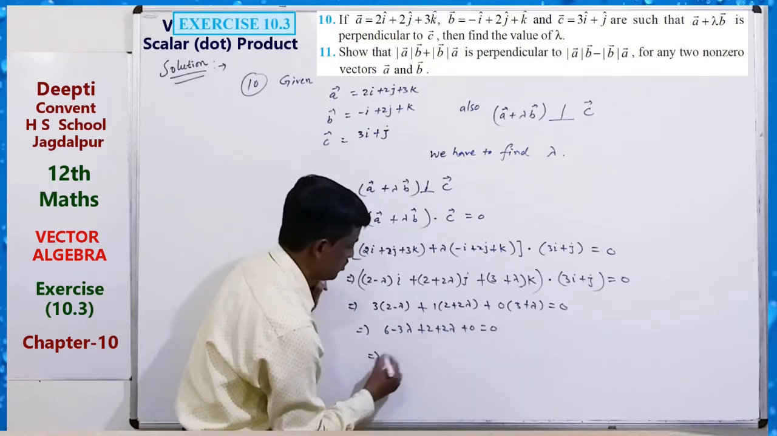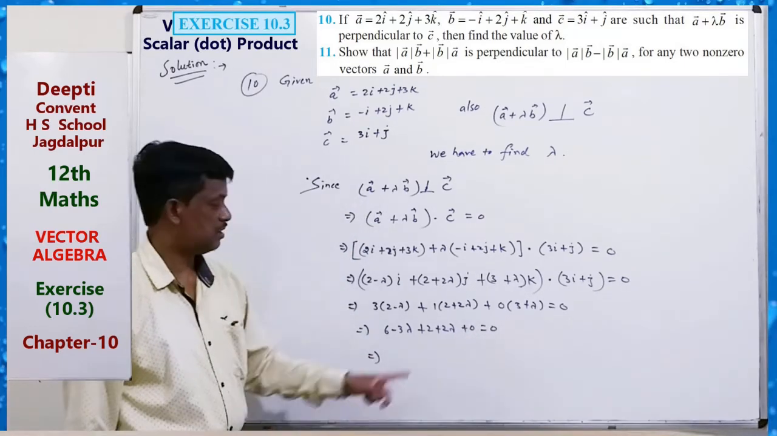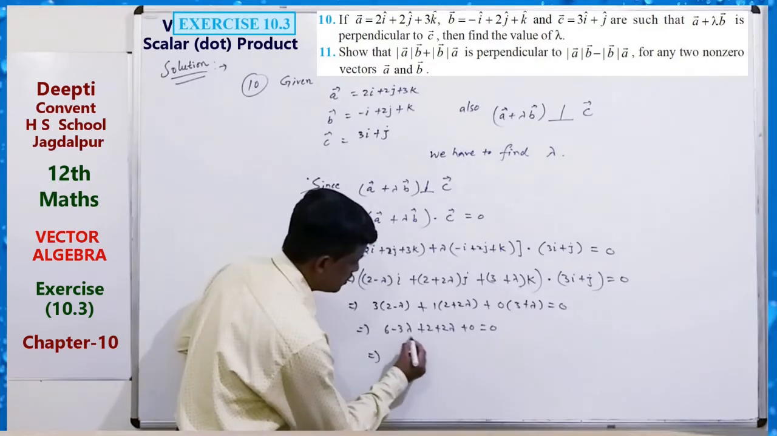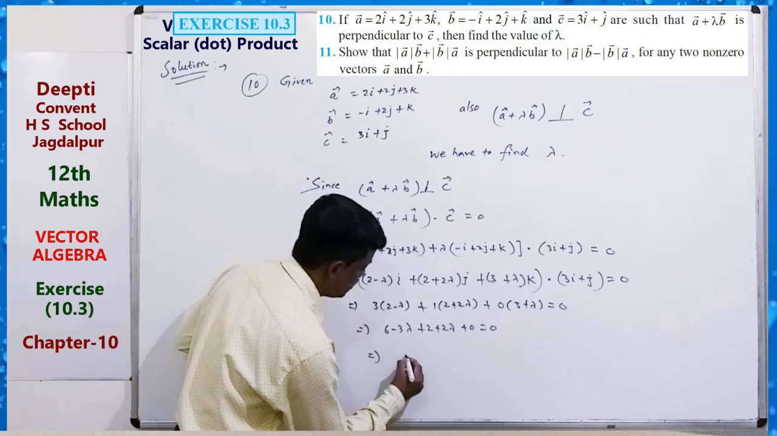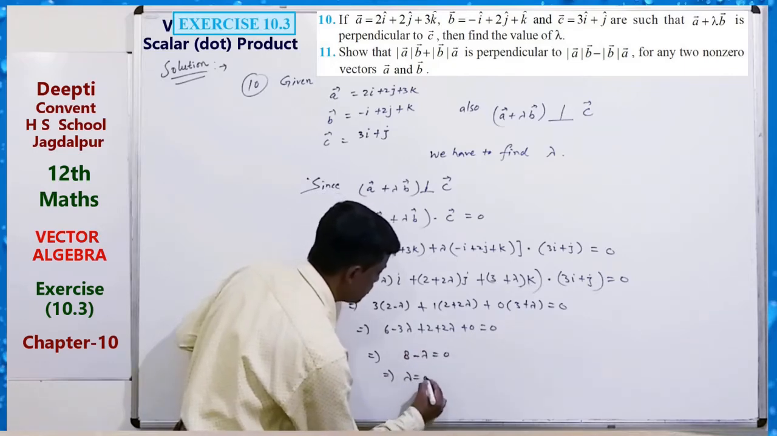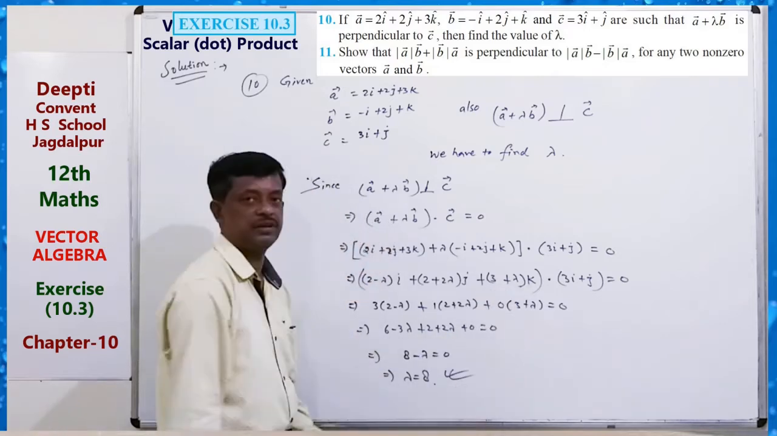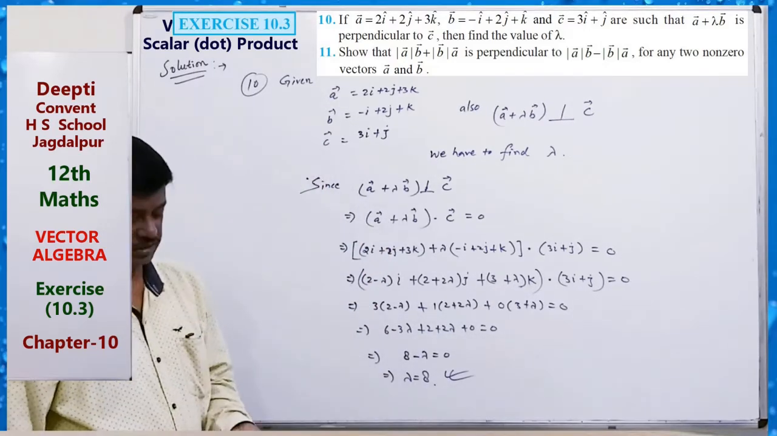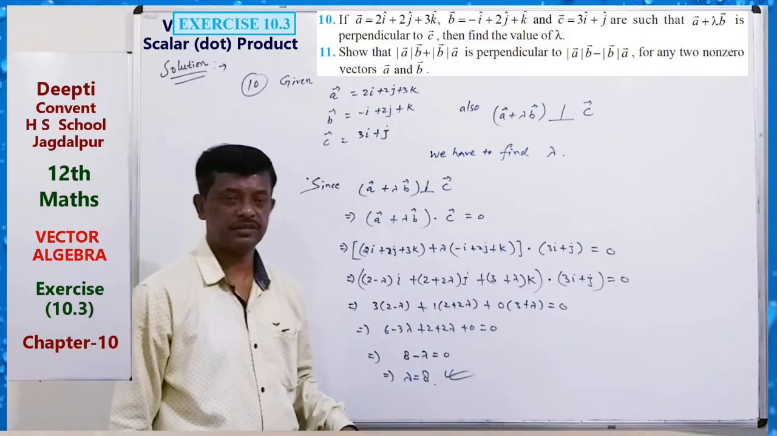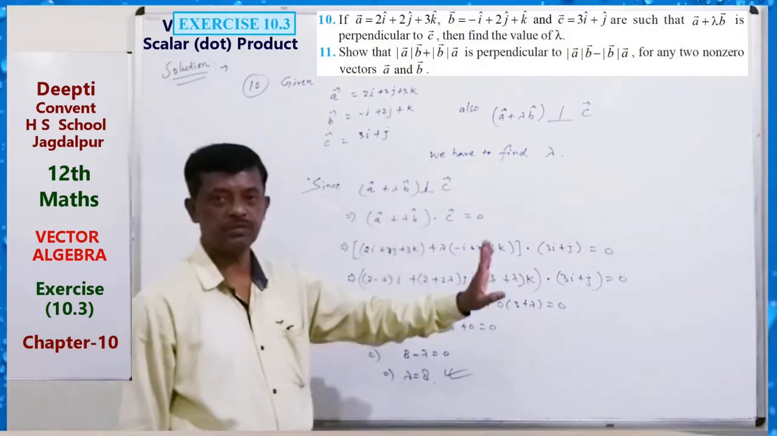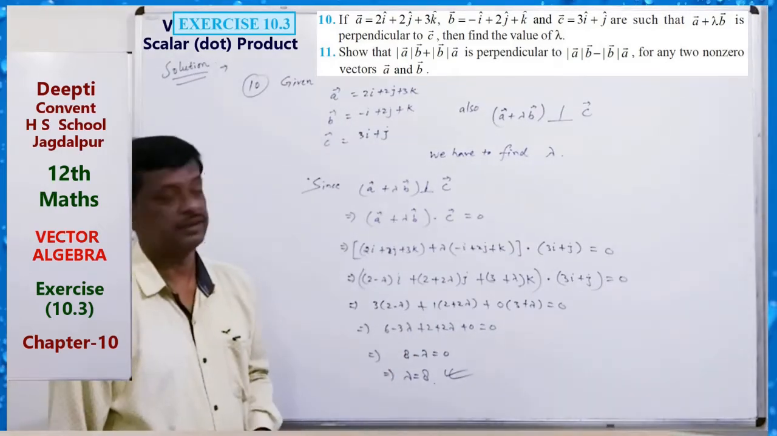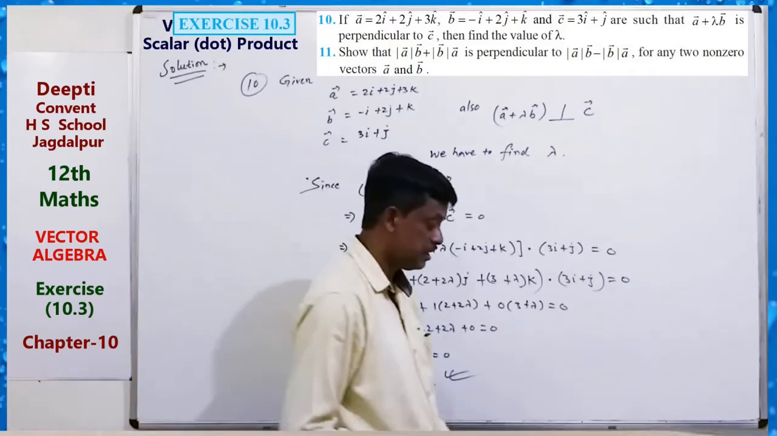So here we can solve it. Minus 3 lambda plus 2 lambda is minus lambda. So 6 plus 2 is 8. 8 minus lambda equals 0. So lambda equals 8. So this is the value of lambda. Here, this is the product of two vectors: coefficient of i, coefficient of j, coefficient of k. So lambda equals 8. Okay, this is question 10.